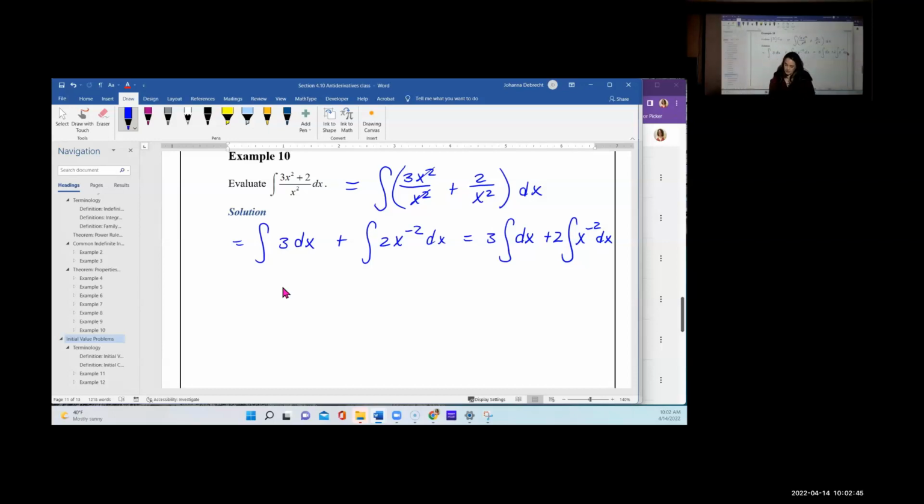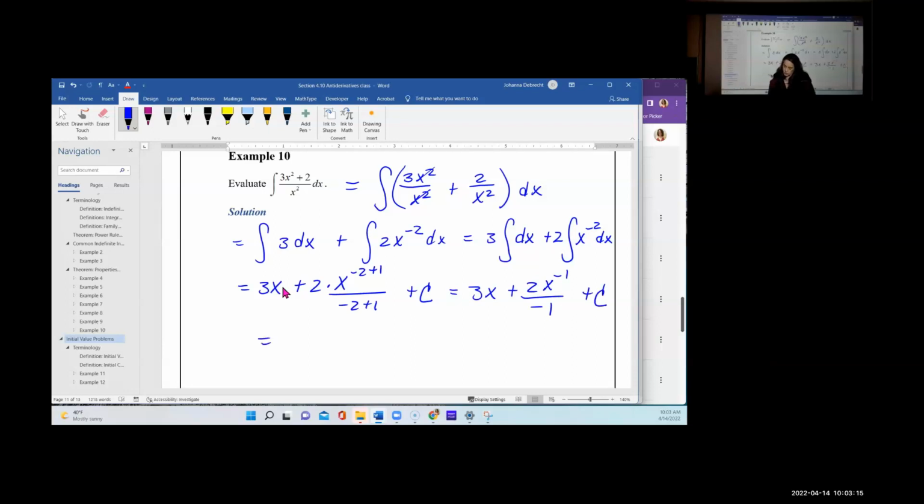So now that we have this, we have 3 times a constant times dx, which is going to give us 3x. And then we can undo the power rule. Don't get messed up. It's the same rule. Add 1 to the power, divide by the new power. And don't forget your plus c. So this gives us 3x plus 2x to the negative 1 divided by negative 1 plus the constant.